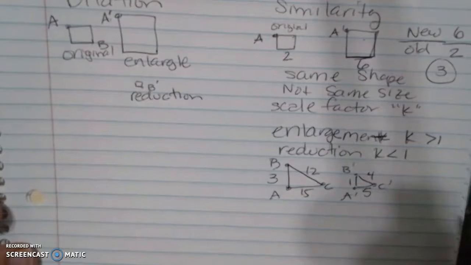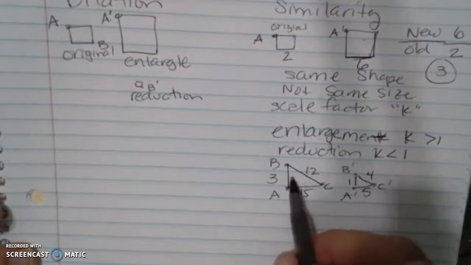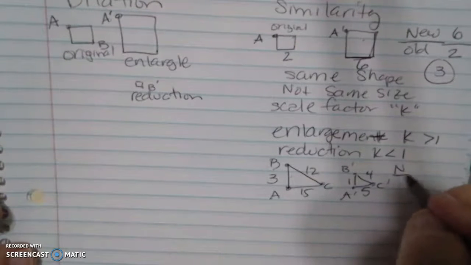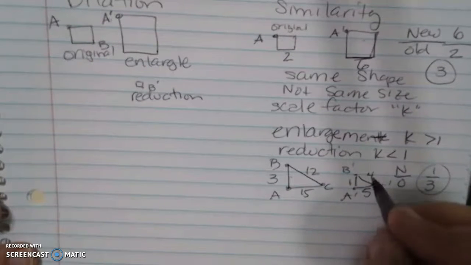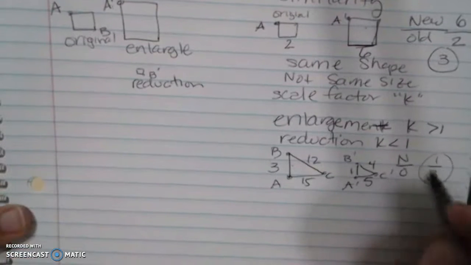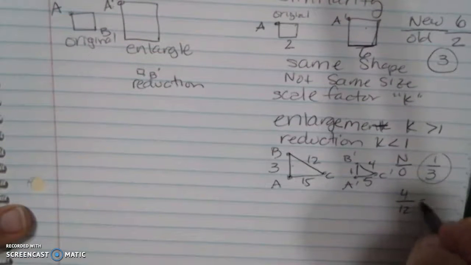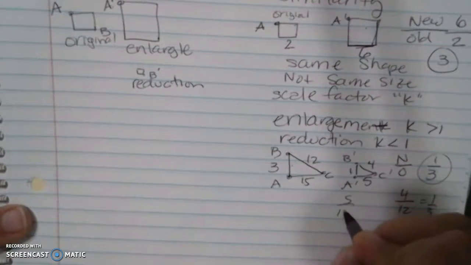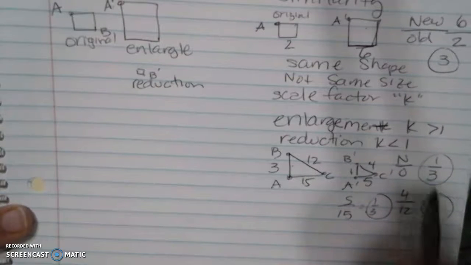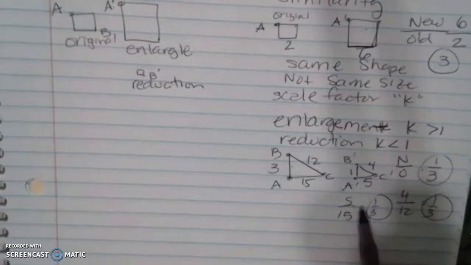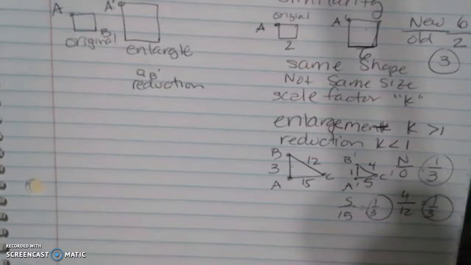Okay, I want to know the scale factor. Well, remember I got smaller, so I'm going to put the new over the old, and I'm going to just pick one. Well, I could do 1 over 3, but I have to check every single side. So 4 over 12 reduces to 1/3, 5 over 15 reduces to 1/3. So if all three sides have the same scale factor, then it is the same.